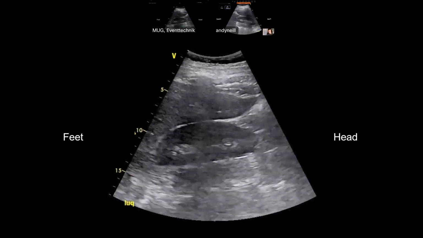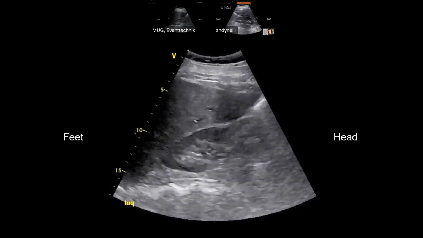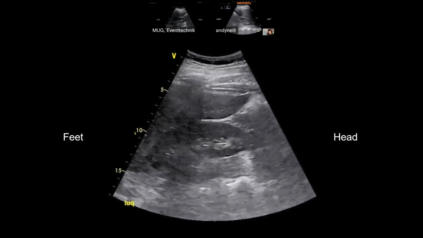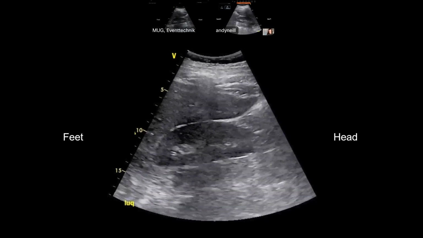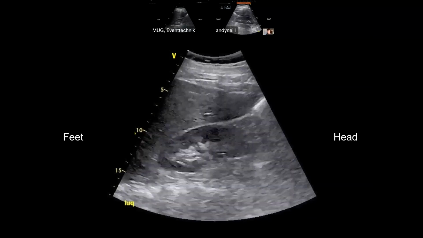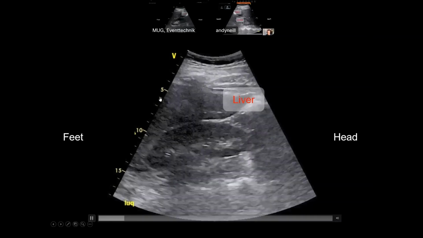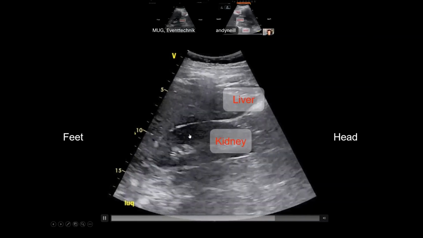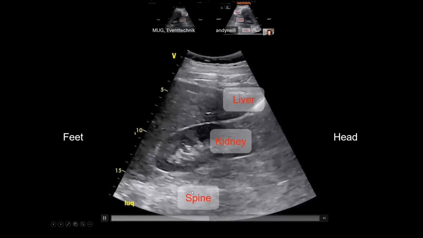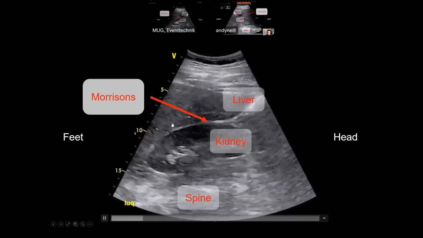We're going to have the left hand of the screen towards my head, towards the cephalad direction, and the right hand of the screen towards my feet, or towards the caudal direction. On this image, you can see the liver, you can see the kidney, and at the back a little bit of the spine. What we're really interested in is this area here called Morrison's pouch.